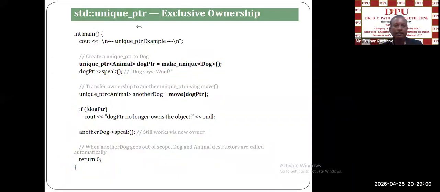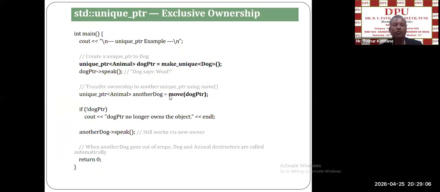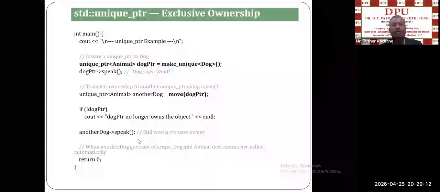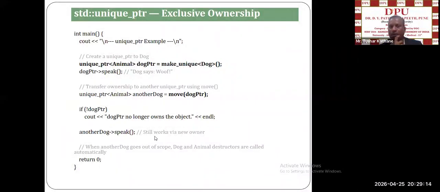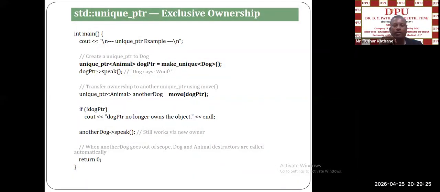Did you understand this concept, learners? Any doubt you can ask. Did you understand this concept? Unique pointer, smart pointer. See here, we have not used any new keyword. We have not used delete keyword over here. Why? Because we are using the smart pointer, so we don't have to manually allocate the memory as well as we don't have to delete the memory, clear the memory, right? So that is the main advantage of using the smart pointers.